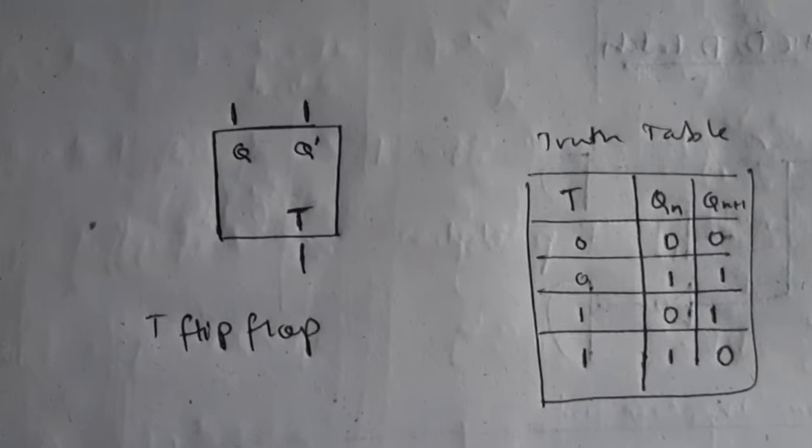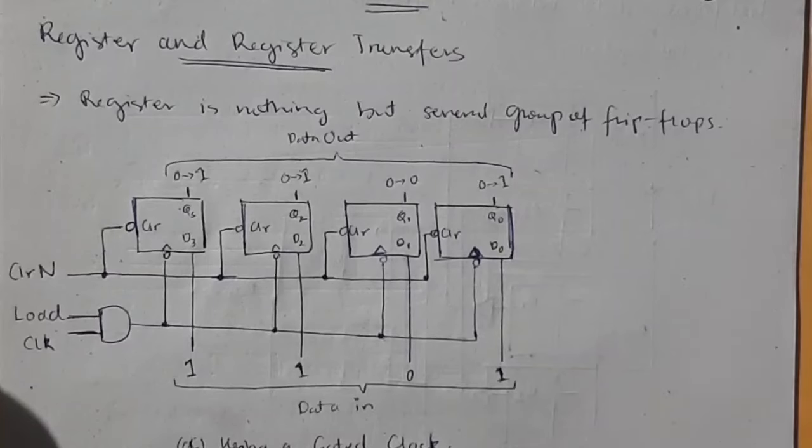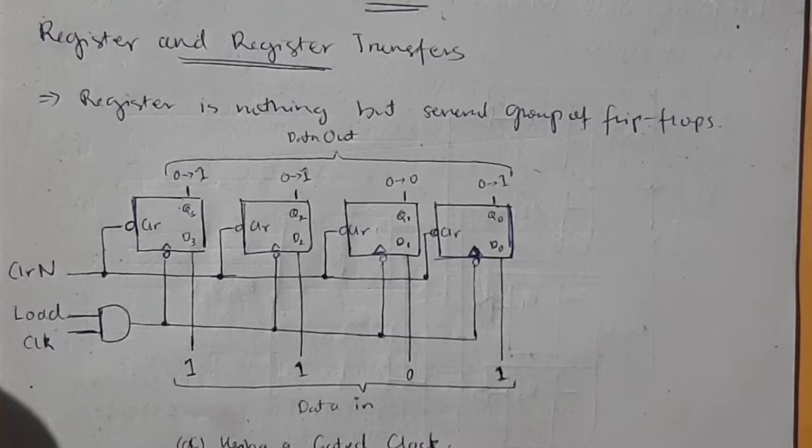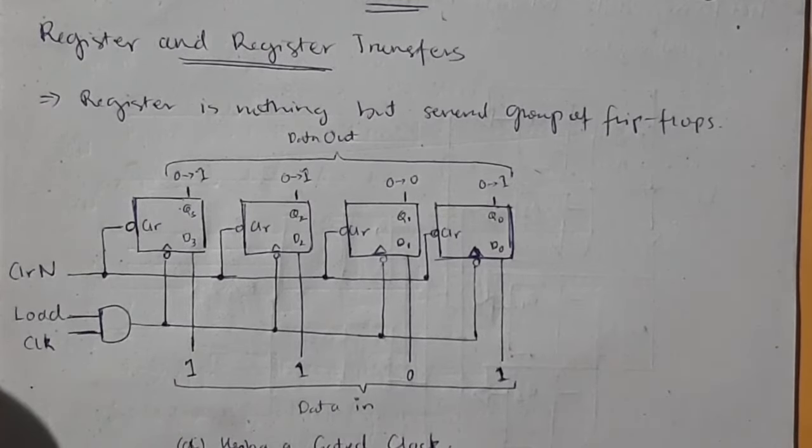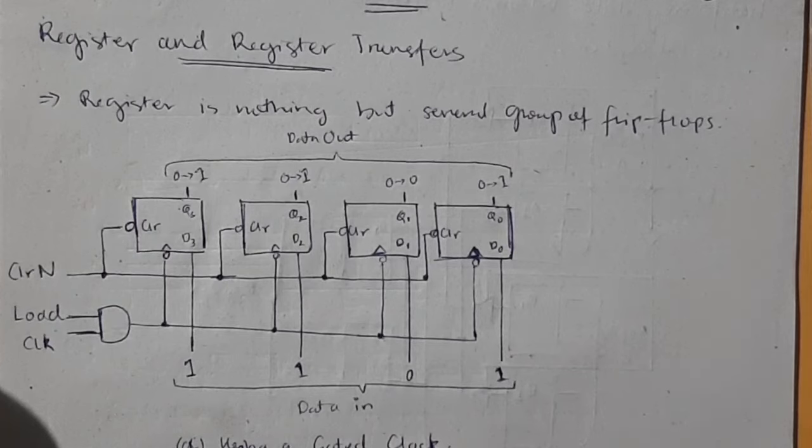Okay, that is known as T flip flop. Module 5 starts from here. Register. What is a register? Register is the same thing which we have in real life. That means you will have names and everything in a register. So in a computer also you will have registers to store ones and zeros.